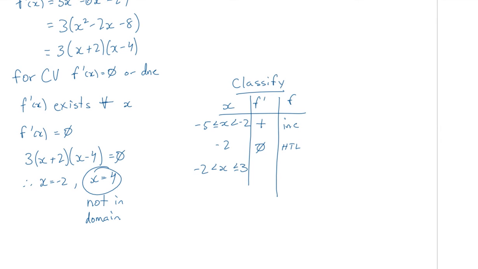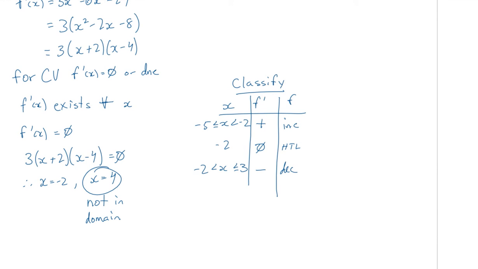And now I can sub something in this interval. Now I can't go above 3, because if I went far above 3, if I went up to 5 or 10, that is past this critical value, which for now we're ignoring, but it still exists. So I got to pick something in this interval that's really important. So how about 0, right? And 0 plus 2 is positive. 0 minus 4 is negative. Positive times a negative is negative, so it's decreasing.